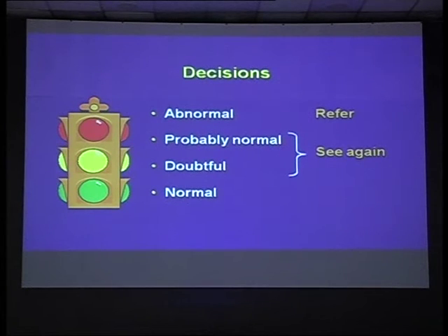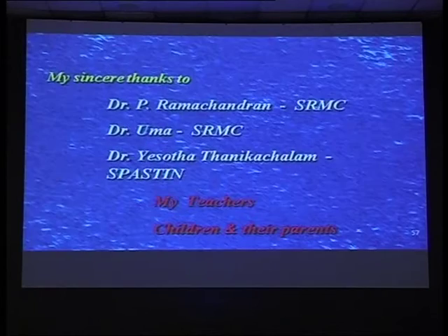So at the end of the assessment, you make 3 decisions. You don't make only 2 decisions, normal or abnormal. Either you make abnormal, clear-cut abnormal, you refer the child. Clear-cut normal, send back the child. When you are not able to decide or the child is not cooperative, make the third decision of yellow. That is probably normal or doubtful. Ask for a re-examination. These are some of the books and people who helped me to make this.